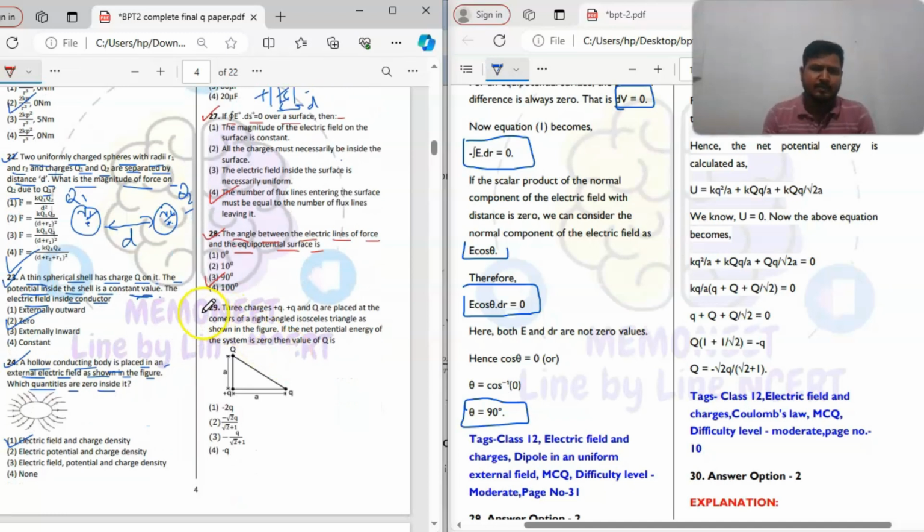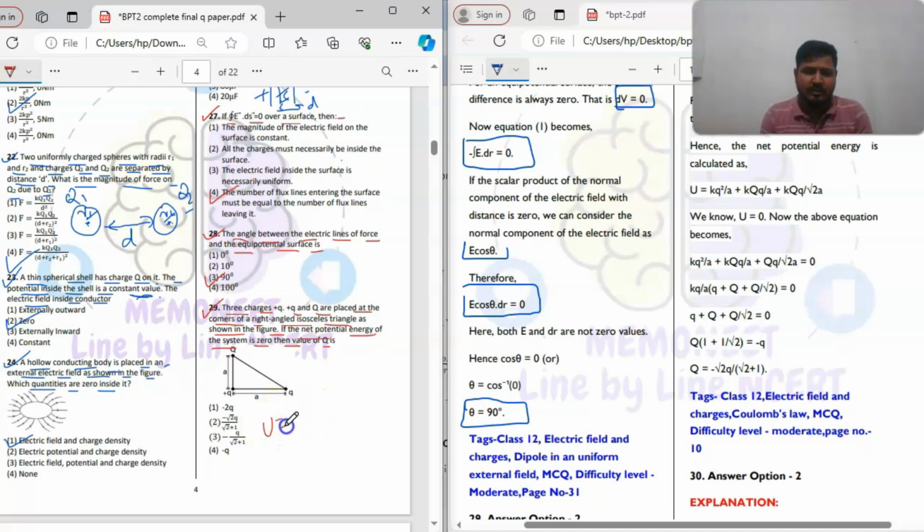Now come to the next question, that is the 29th question. The three charges plus q and q are placed at the corners of a right angle isosceles triangle as shown in the figure. If the net potential energy of the system is 0, then find the value of k. Before solving this, you must know what the potential energy due to a system of charges is.